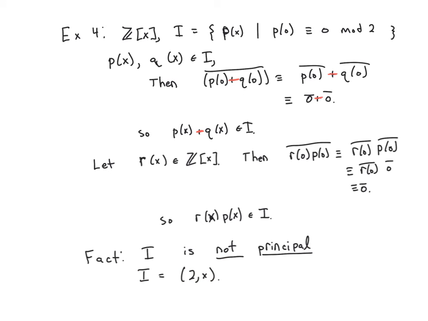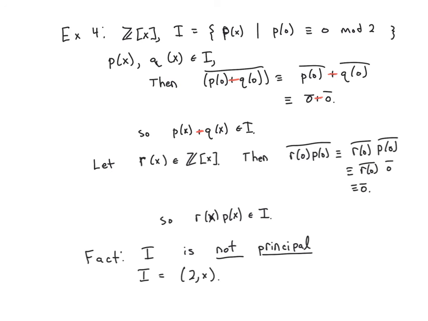As one final example, take the polynomial ring with integer coefficients. Let I be the set of polynomials such that the constant term is congruent to 0 mod 2. In other words, the constant term is even. If you take any two polynomials with even constant term, then their difference also has even constant term. If you take another polynomial and multiply it by p of x, the resulting constant term is also even. So you can check that this is in fact an ideal.